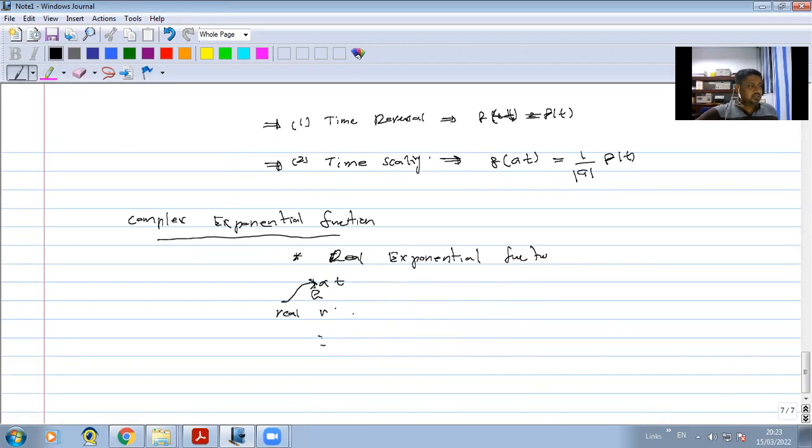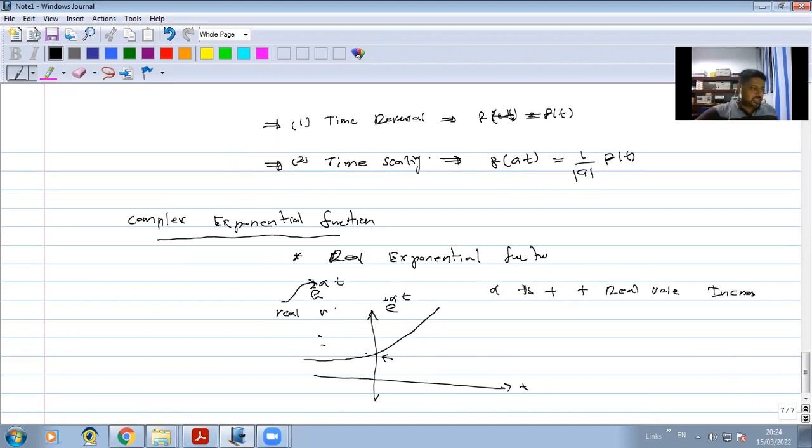Okay, and that is the real exponential signal. So it is like this. Can anyone tell what this point is? This is t and this is our e to the power alpha t, no? So when alpha is a positive real value, it is exponentially increasing. Okay, so it is like that.